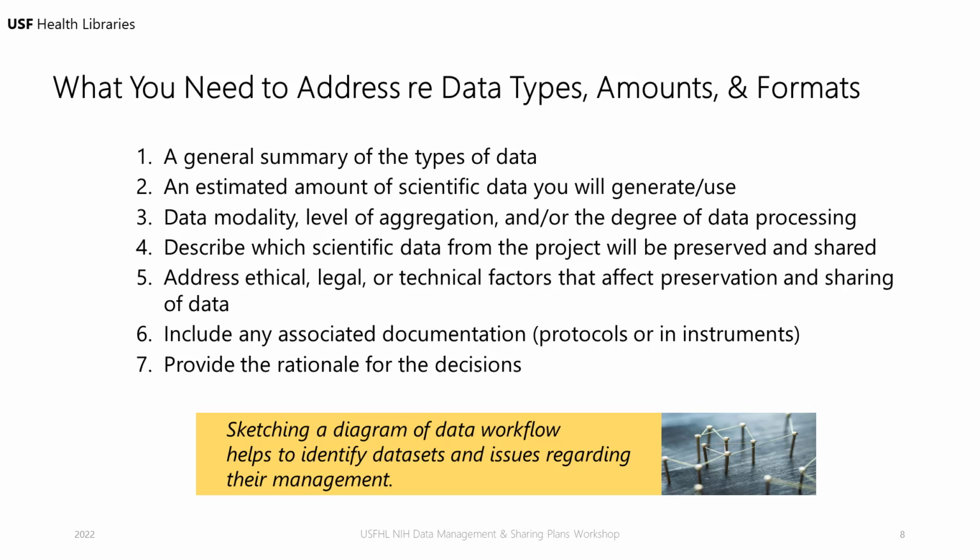A simple summary statement, something along the lines of, we will be collecting 256 channel EEG data and fMRI images from approximately 50 research participants, addresses the modality of the data, imaging, the level of aggregation, whether it's individual, aggregated, or summarized, and the degree of data processing, how raw or processed the data will be. Then you simply provide a description of which data will be preserved and shared from those 50 participants.